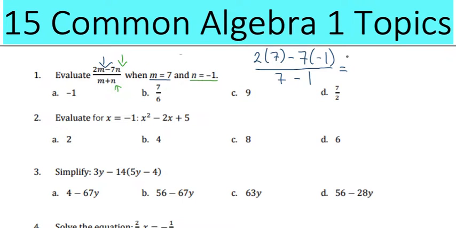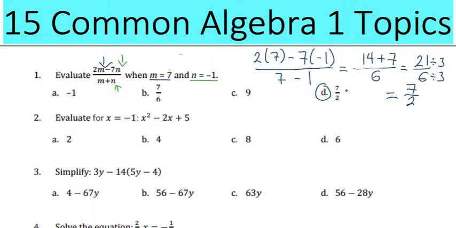On top, 2 times 7 is 14. -7 times -1 is positive 7. And then 7 minus 1 is going to be 6. 14 plus 7 is 21 over 6. This simplifies. We can divide both the top and the bottom by 3, and we'll get a final answer of 7 over 2, which will be answer choice D.